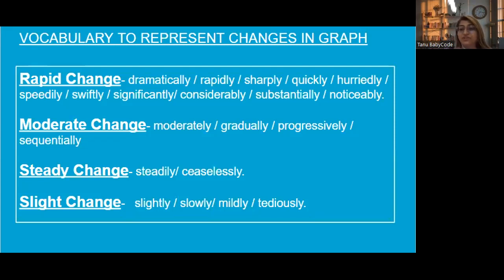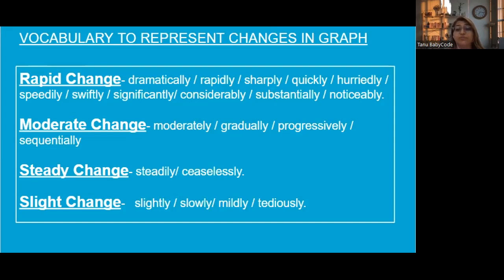When there is a rapid change, then what you can write is dramatically, rapidly, sharply, quickly, hurriedly, speedily, swiftly, significantly, considerably, substantially, noticeably. When you have a moderate change, that means less than rapid, you can say moderately, gradually, progressively, sequentially.